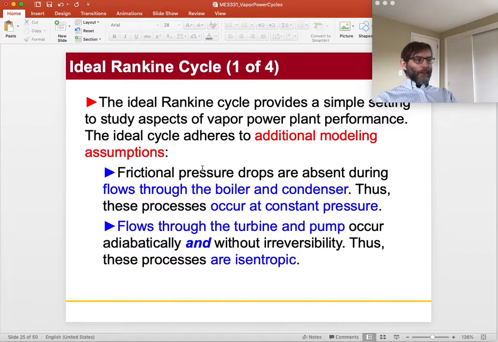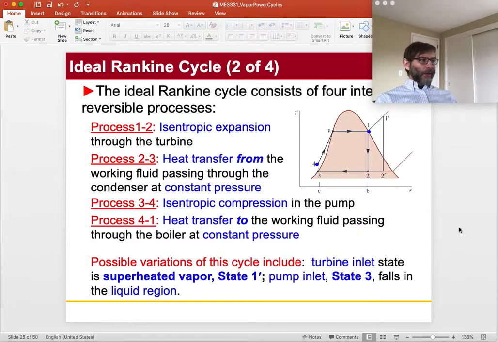Flows through the turbine and pump occur adiabatically and without irreversibility. Thus, these processes are isentropic, meaning we don't have excess heat loss and they're reversible. No friction, no weird mixing or turbulence happening inside there, which is also, of course, not true. But we assume they're isentropic, which means we can analyze them really easily using the second law.